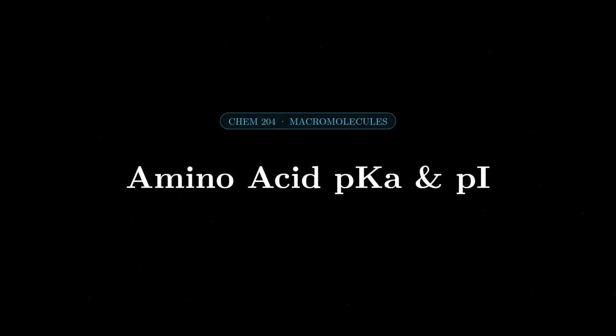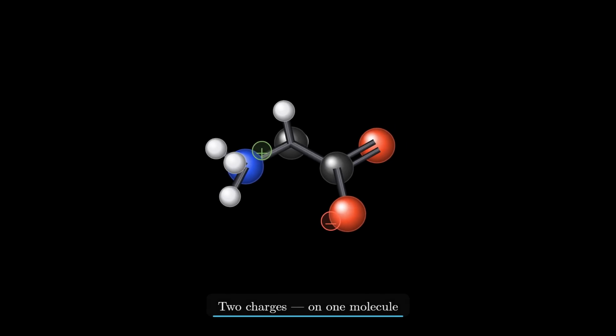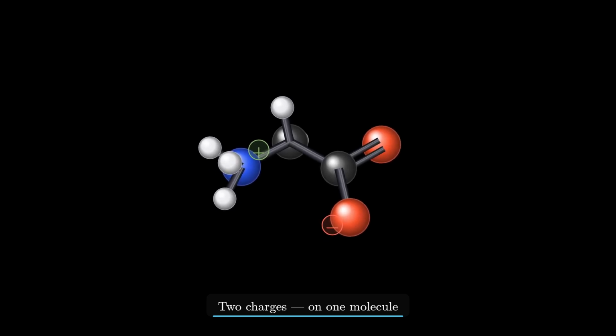Right now, dissolved in your blood, there is a molecule of glycine, the simplest amino acid there is. And that molecule is carrying two full electrical charges, a positive one on its nitrogen, a negative one on its oxygen. Two charges. And yet, if you measured its net charge, you'd read exactly 0.